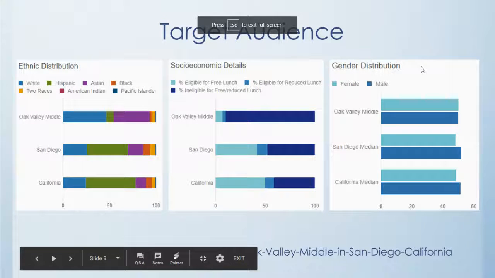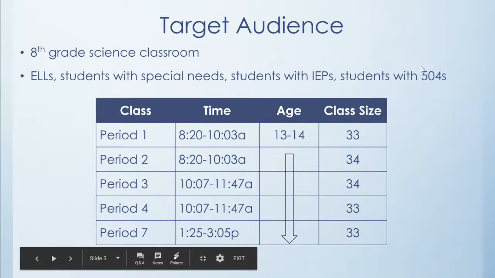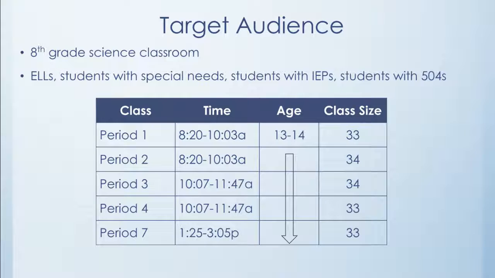Now, specifically, my target audience is going to be an 8th grade science classroom with students ranging from 13 to 14 years old. They are in class sizes around 33 to 34 students. I see them for an hour and 40 minutes every other day. It's a block schedule, even odd, and I see them from 8:20 in the morning until 3 in the afternoon.